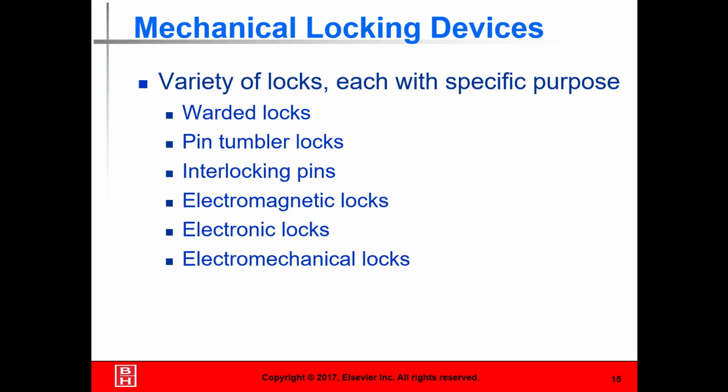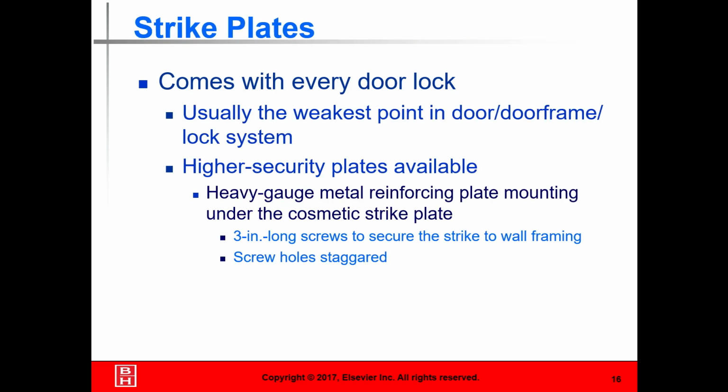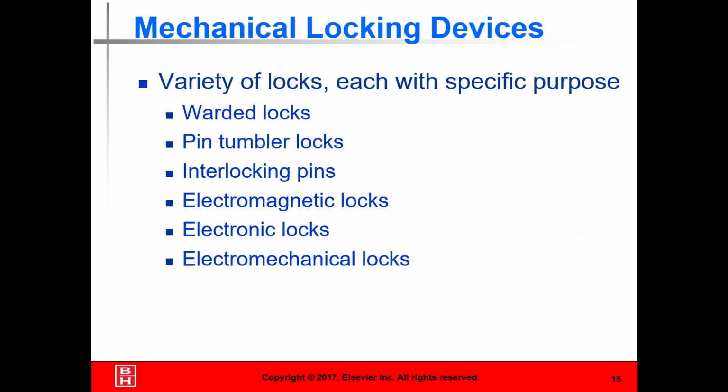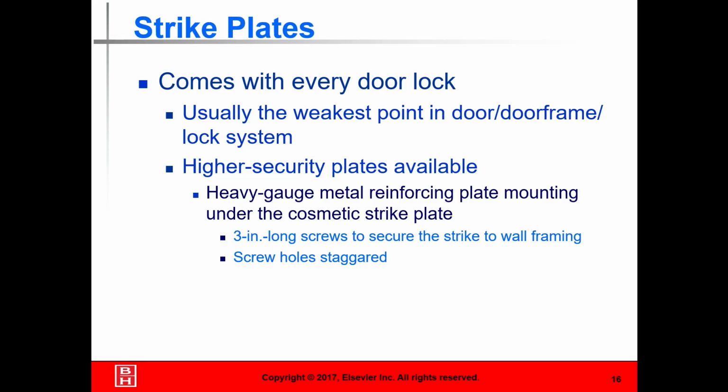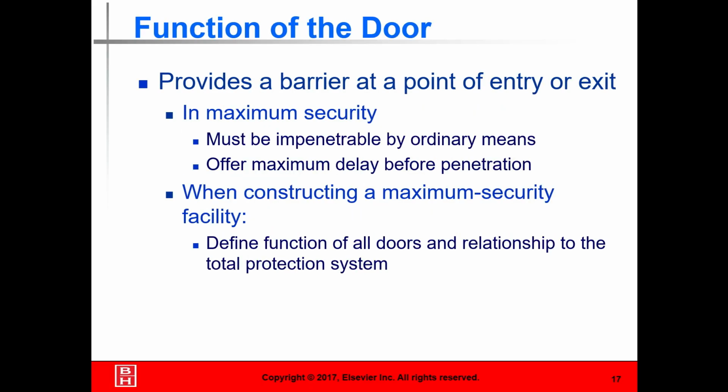Mechanical locking devices. We talked about locking last week, the different types of locks and the tumblers, and the same thing goes here. As we look at these, locks still have a big part of it. We have the strike plate. The strike plate usually provides that information to the lock. In commercial buildings, it should have 3-inch screws in it instead of the 1.5 inch that most homes have. The bigger the screw into the wood, the harder it is to break. The holes are staggered, again, to make it harder to get into.